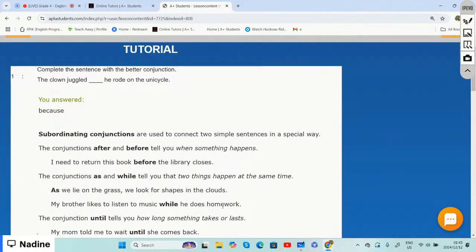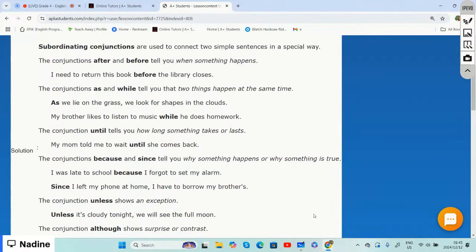All right. And now, before we go on to our test, okay, we're not going to do our test because it's already done. But it says the clown juggled. He rode on the unicycle. So the clown juggled. We need to choose one of our subordinating conjunctions.